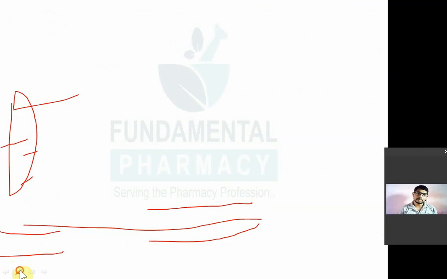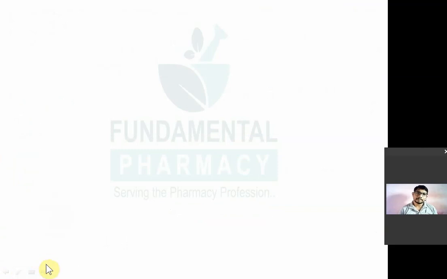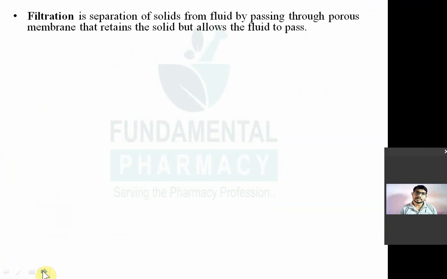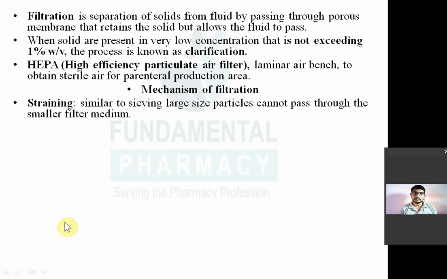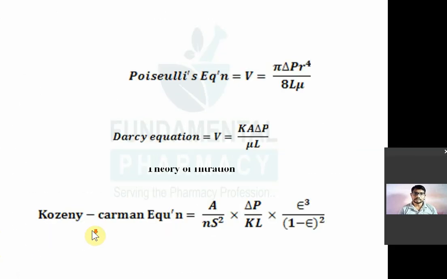Now the velocity of filtration depends on different factors. As I have told you, there are two types of filtration: surface filtration and depth filtration. So there are two kinds of filtration, and depending on that, the velocity or movement of your liquid from your slurry depends on various factors.